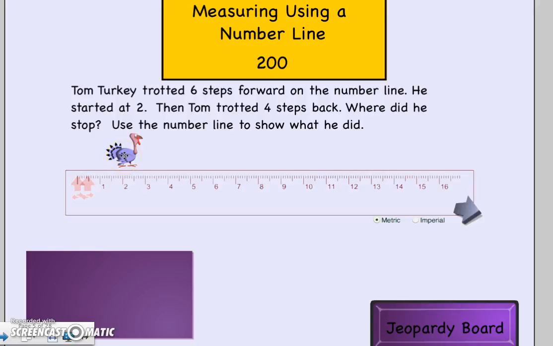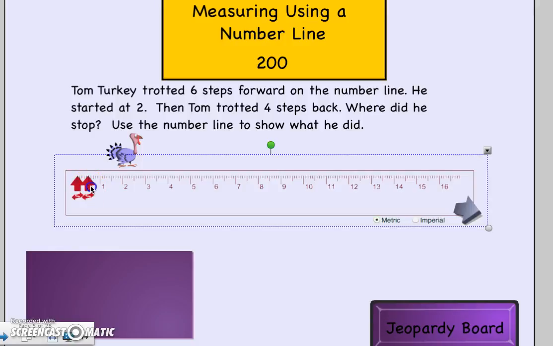So the student would come up and leave Tom here, but move the arrow. So if he starts at 2, 1, 2, 3, 4, 5, 6. And then he trotted 4 steps back. You can then use the arrow to move it back to help them count. 1, 2, 3, 4. So where did he stop? He stopped at 4.